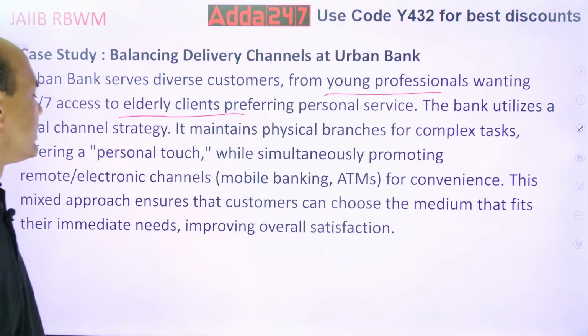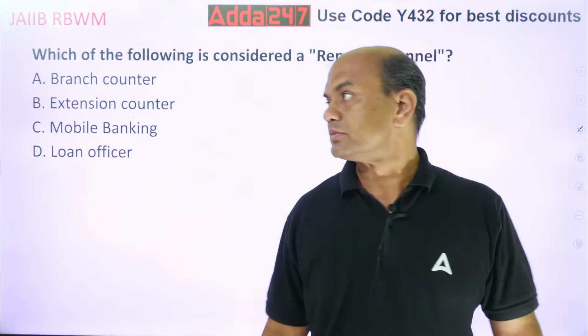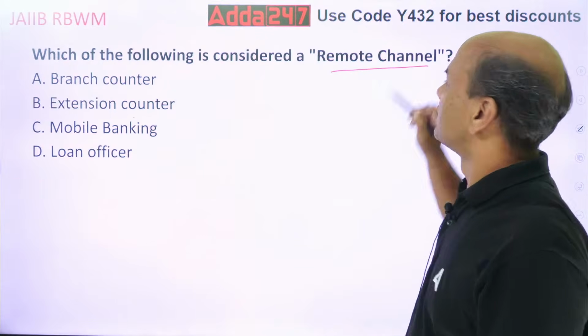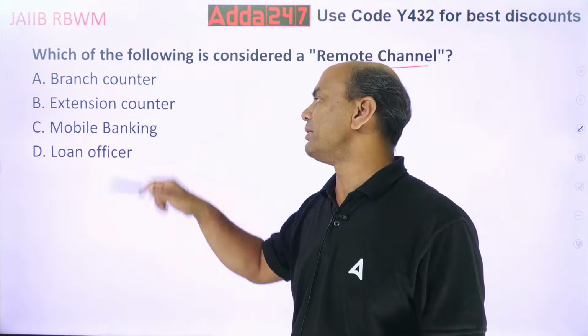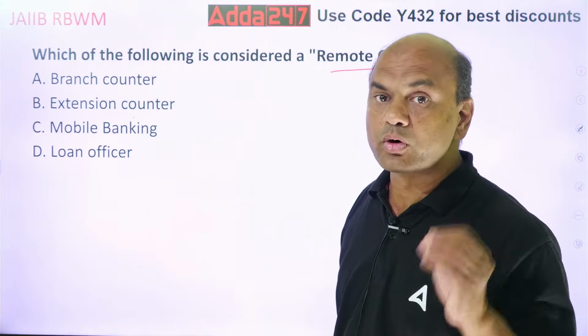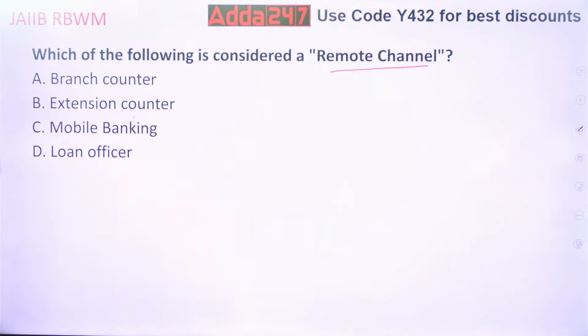Now based on this, let's see the questions. Which of the following is considered a remote channel? Branch counter, extension counter, mobile banking, or loan officer. Which of them is a remote channel? Think of it. Yes?